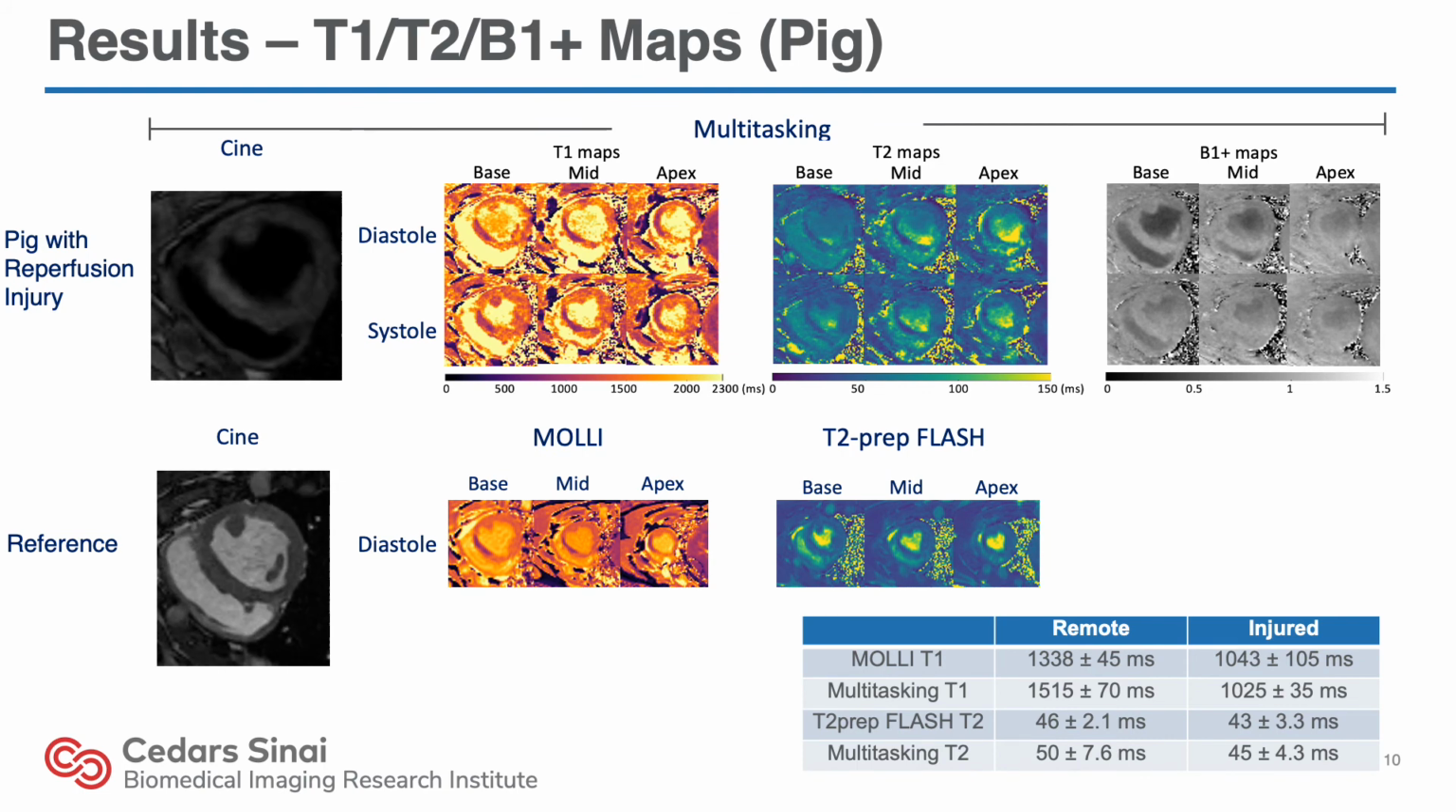This is an example of a pig weighing around 35 kilos. The first row shows all the results from multitasking. The second row shows the reference cine and T1, T2 maps. The reperfusion injury can be clearly seen in the T1 maps, both from multitasking and MOLLI. The statistics also suggest that the injury region has lower T1s compared to other regions in the myocardium. However, there's no significant difference in terms of the myocardial T2 maps.